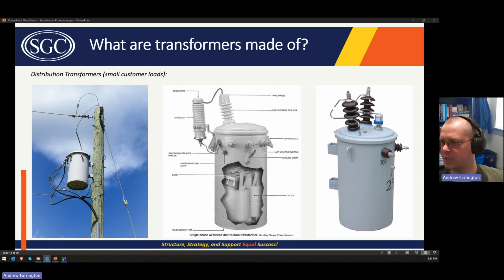This is a different type of can. This one actually looks like it's phase to phase connected. So it's got two high voltage bushings. Usually you'll see they just have one high voltage bushing and then the other one goes to ground.